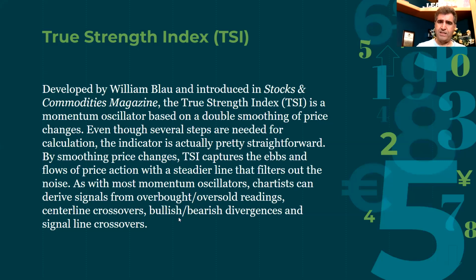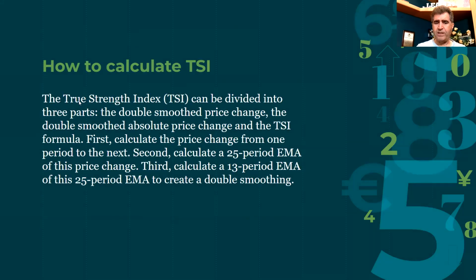TSI, unlike RSI, has no boundary, so it is similar to MACD, for instance. So how do we calculate it? As I mentioned, we look at the price change, and then we take a 25 period exponential moving average of that. Then we take a 13 period exponential moving average of this 25 period one, and they're rolling. That is called double smoothing, and then we have a signal line.